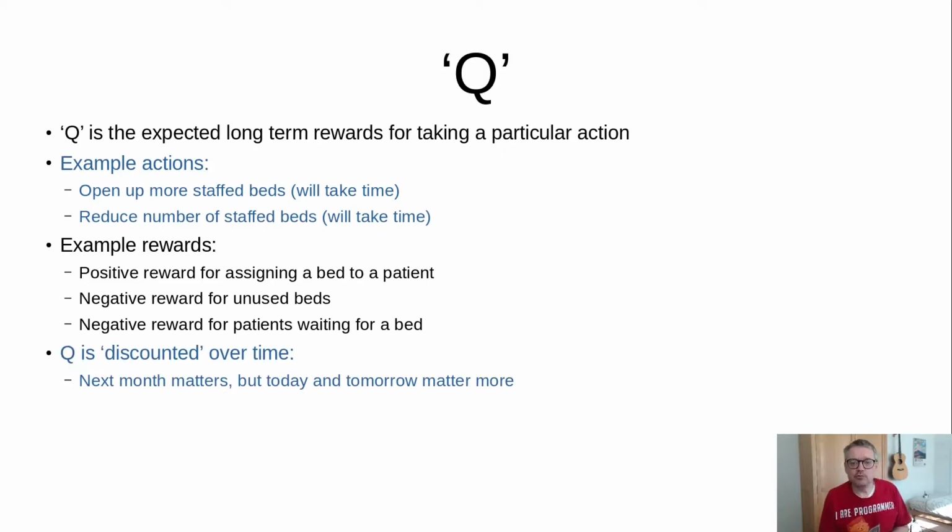A notion also built into these methods is we say Q is discounted over time. What that means is that next month, next year matter, but today and tomorrow matter more. In fact, today matters the most, tomorrow matters next, and then over time it's important, but the importance reduces.